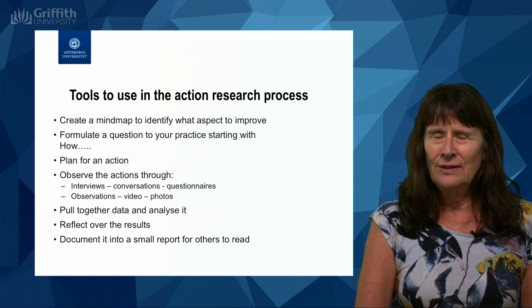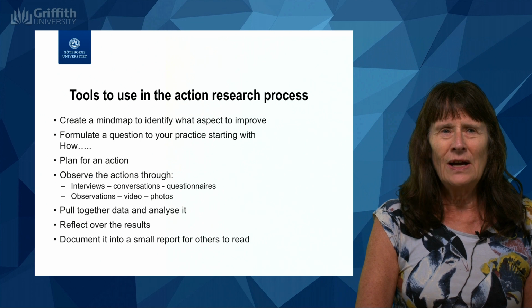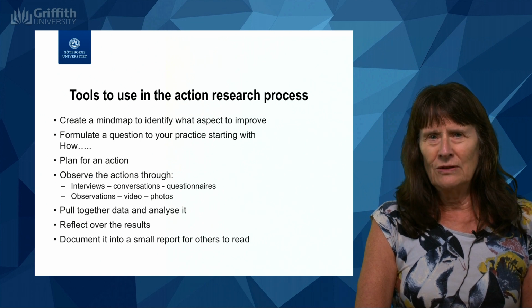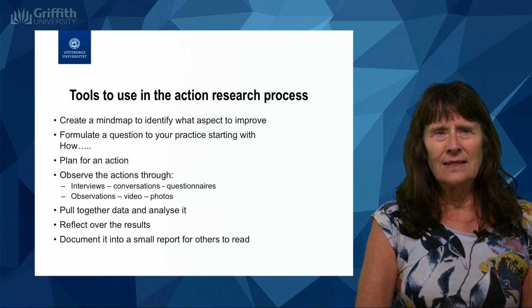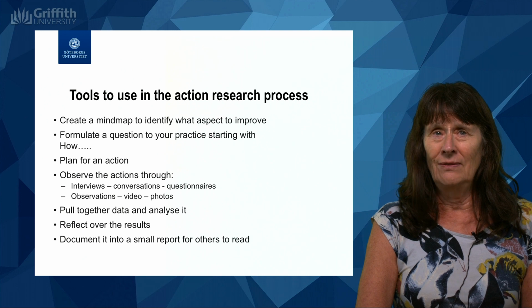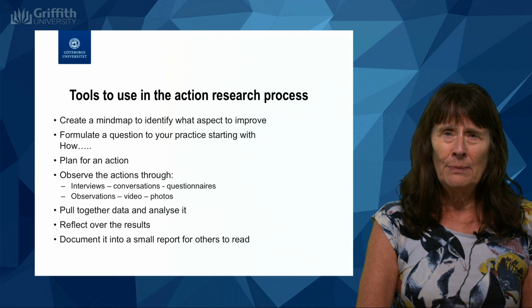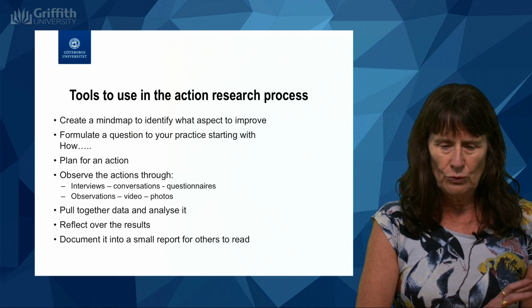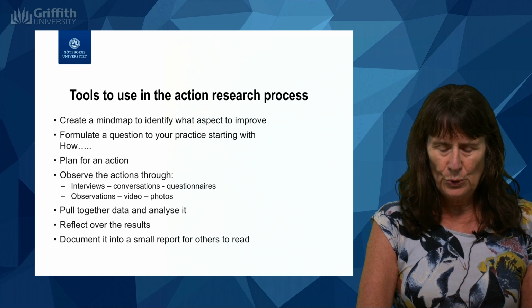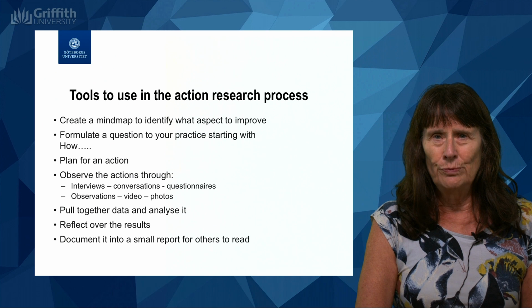So how can you then do these actions? What I have found together with teachers for many years is that one way to do this is to sit together and create a mind map to identify what aspect to improve. And a mind map in this case is very simple. You just sit together and you start by asking one another, what are we doing here? What are we doing in this classroom?